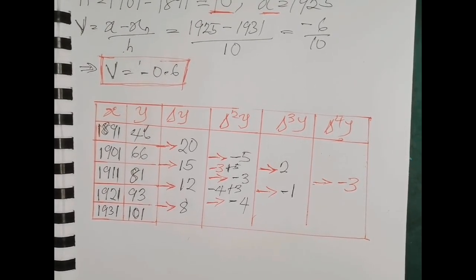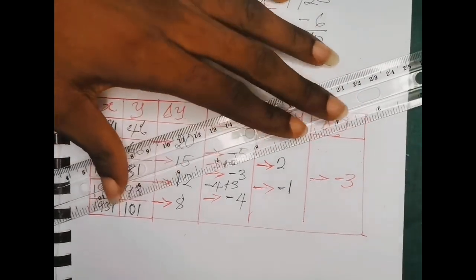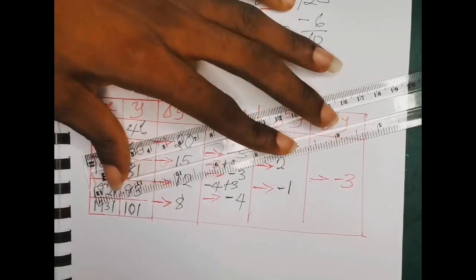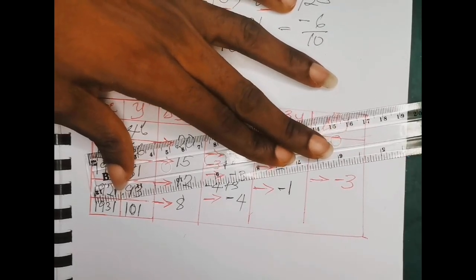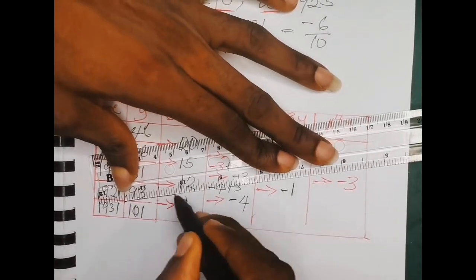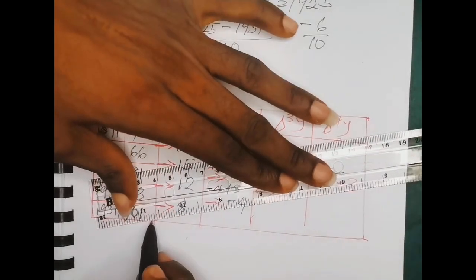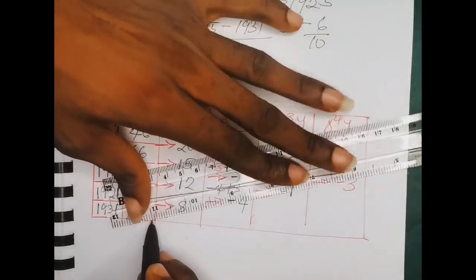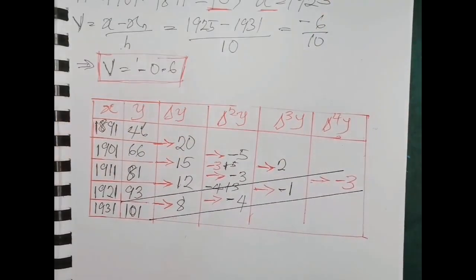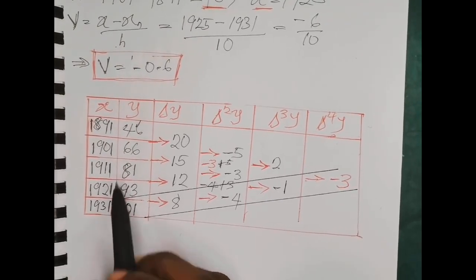Now, since we are making use of Newton's backward interpolation, we simply pick out the values at the back of the table, the leading backward difference. You simply highlight these. These values are called the leading backward difference.